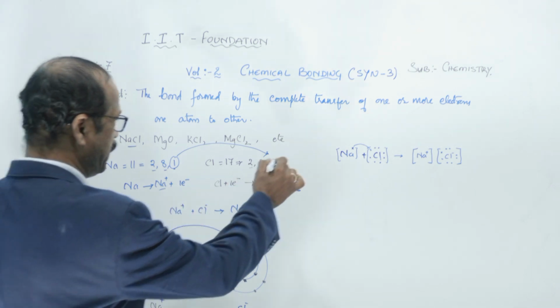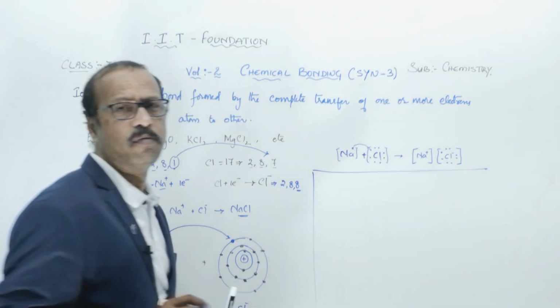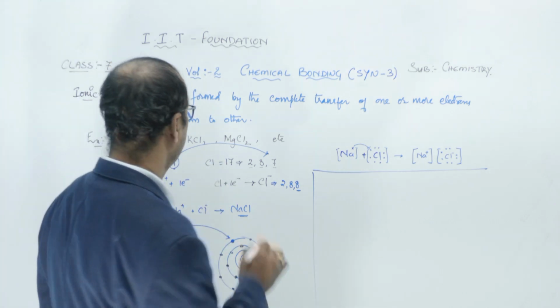I'll explain here only, in short. I'm not going to draw all the structures and everything. In a simple way, I'm going to explain magnesium oxide, how it forms.